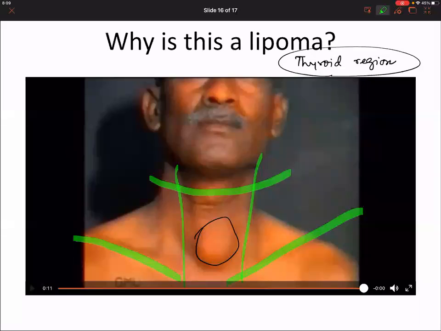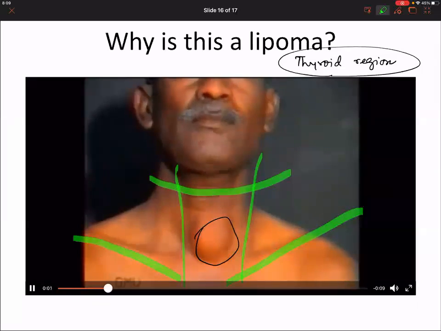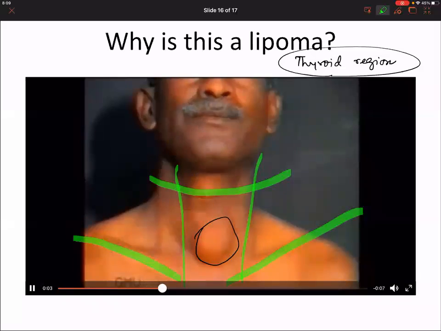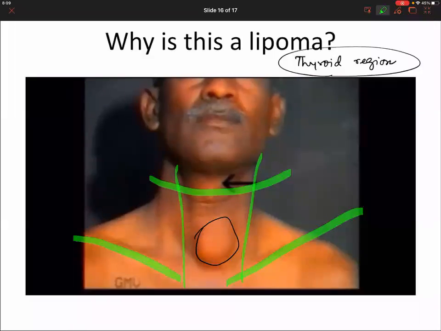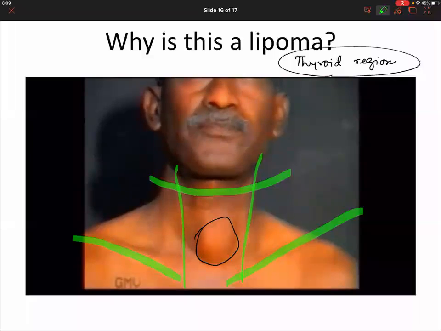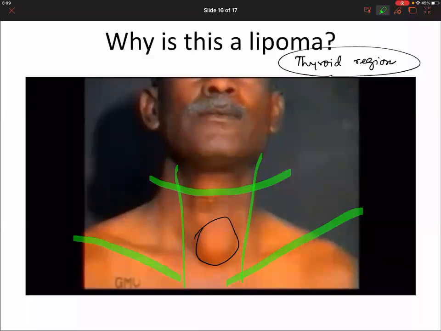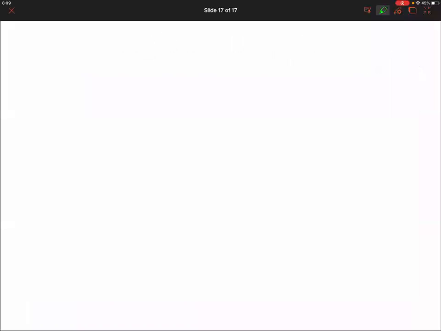But why don't you say this is a thyroid swelling? Because it is not a bilobed structure. No, absolutely not. Because it does not move with deglutition. Okay. So chalo. Complete. Thank you very much. Just 1 minute for question answer.